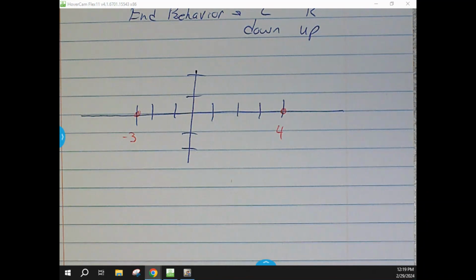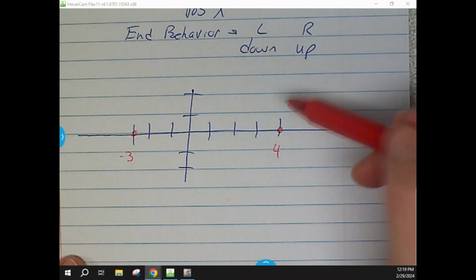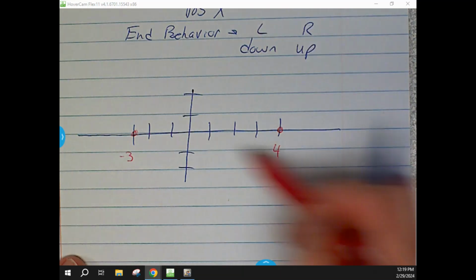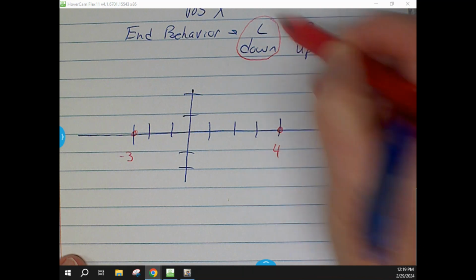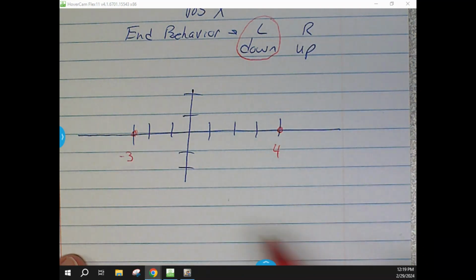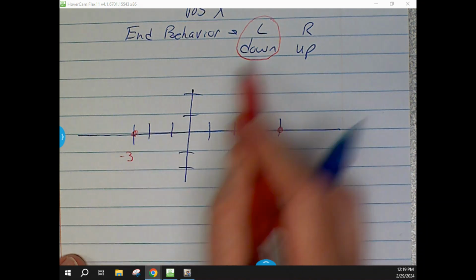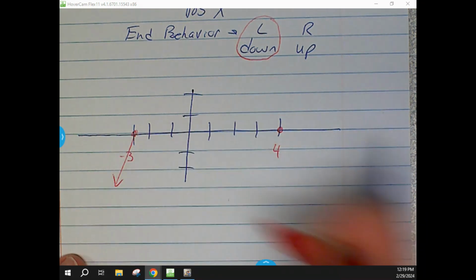Okay, now here's where we tie this in from the other day. Once you solve this and you've got these two points, you go to the left one, the one at negative 3 on the left. This graph has got to go down like that.